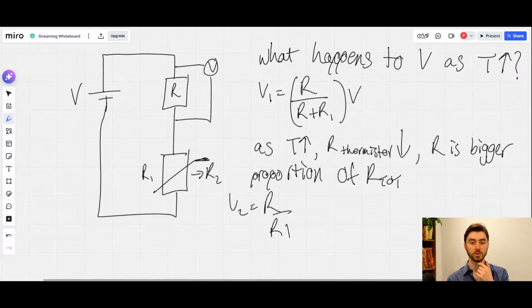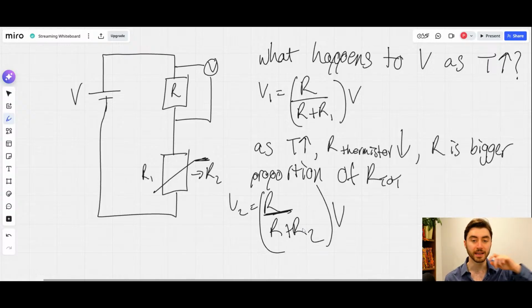And so for instance, if it goes to R2, then V2 is R over the new total, R plus R2, times V. But if R2 is less, then this is a greater proportion. So in other words, the voltage goes up. This has a greater proportion, so it gets a greater proportion of the voltage, and the voltage across the fixed resistor goes up.